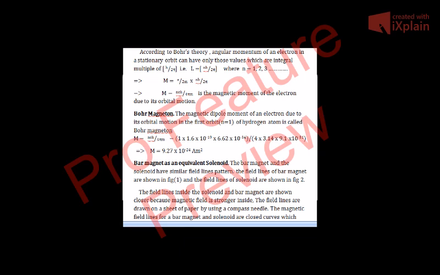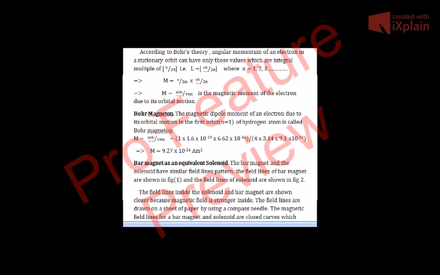The field lines are drawn on a sheet of paper by using a compass needle. We put a bar magnet on a sheet of paper and then bring a compass needle close to it and then take it from the north pole of the bar magnet to the south pole of the bar magnet. The path which the magnetic needle follows becomes the magnetic line of force or magnetic field line.